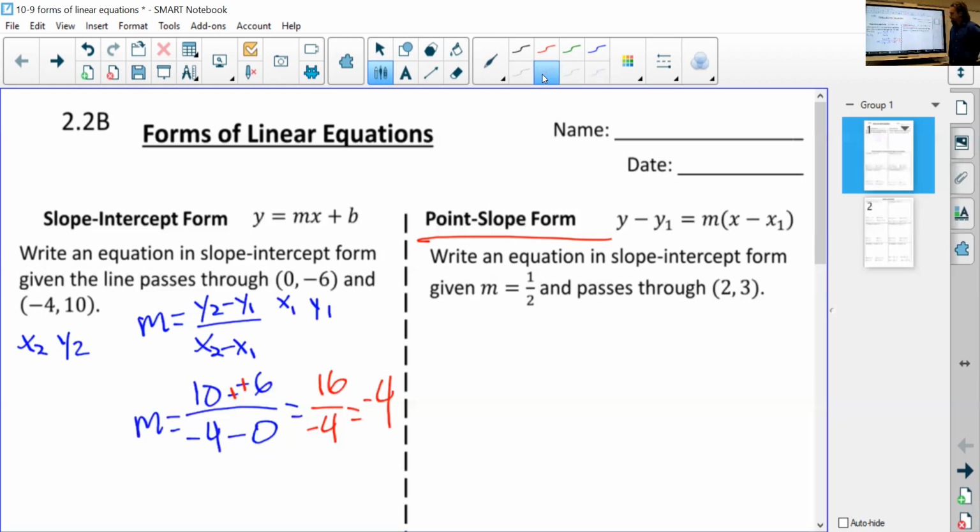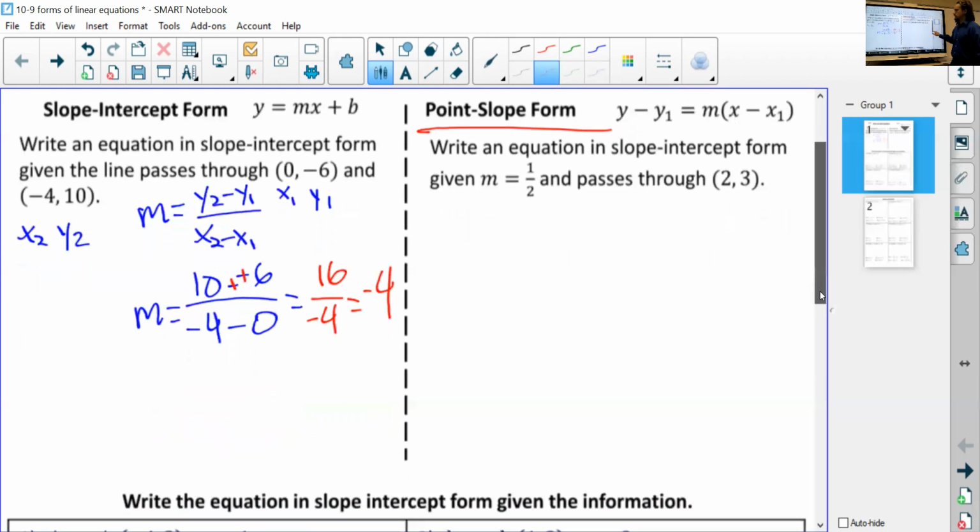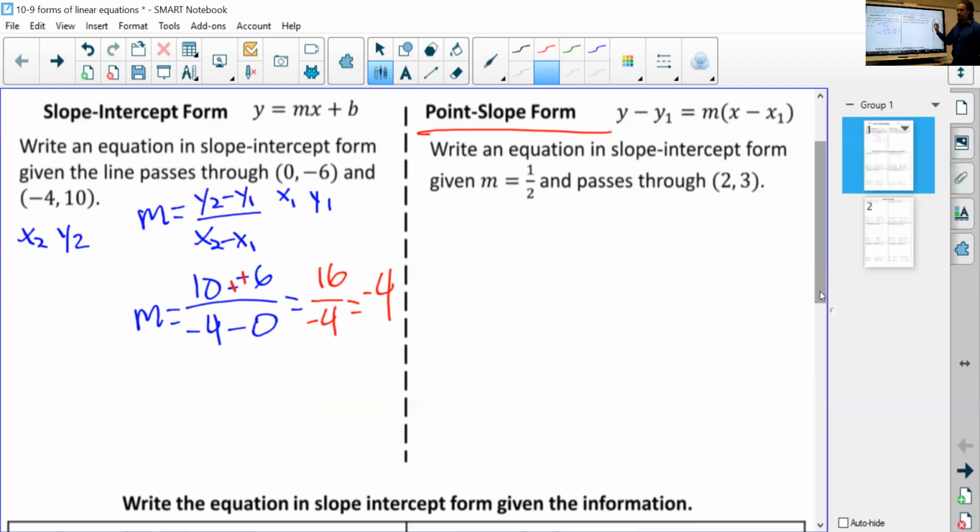That's m. So now there's 2 ways we can do this. One way is really easy, but it will only work for some questions. One way is a little bit more work, but it'll work for every question. So let's do the slow way, and then we'll show you the cheap way. Once we have slope and a point, and we actually have multiple points to choose from, we can put it into point-slope form.